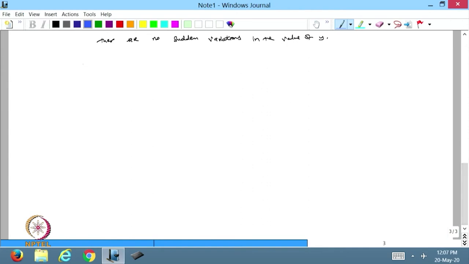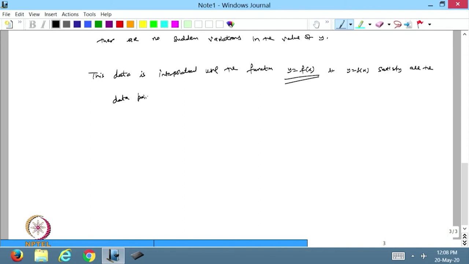Now, from here, based on this, the condition is that I want to approximate, so this data is interpolated using the function y is equal to f x. So I am going to introduce the interpolation using the function y equal to f x, such that y is equal to f x satisfies all the data points, or I can say only some of them.